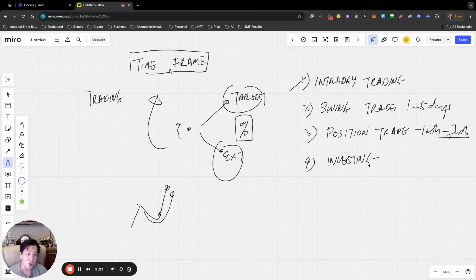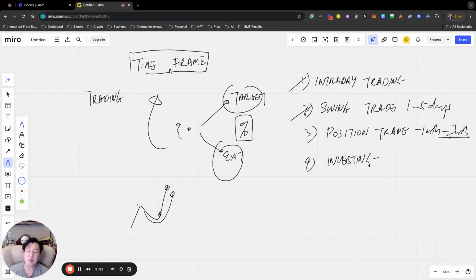Position trading. If you do not have time every day, at least 30 minutes to look at the market, then you go into position trading. By the way, swing trade, you still need to look at the market every day. Not staring at the screen, but every day you need to at least have 30 minutes to look at the market, see what's happening, set your target price and stop loss price, and adjust your target price and things like that. So that will be swing trade.